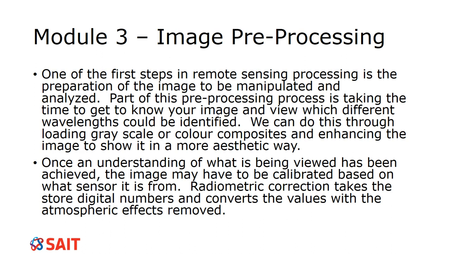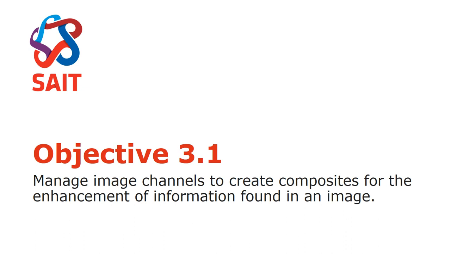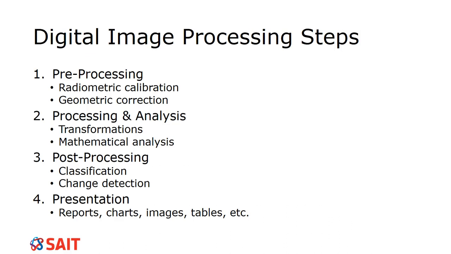So as we work through this pre-processing, there's some very technical data. It's a lot about calibration. It's a lot about georeferencing. It's really like getting your image to be on the ground as it's supposed to be. So the first objective is managing image channels to create composites for the enhancement of information found in an image. Well, I'm going to be getting right to that, but I want to go through the image processing steps because what I'm talking about here, this first objective, doesn't actually dive into processing yet. It is really just how do you view your own image.